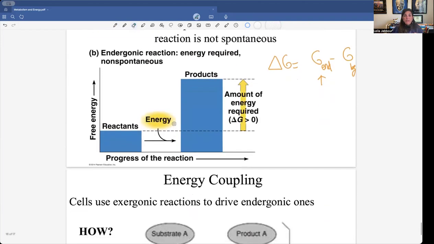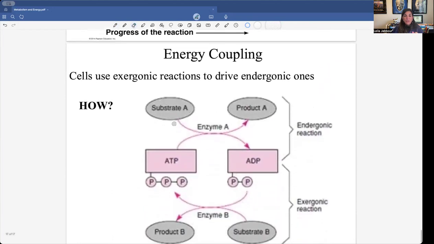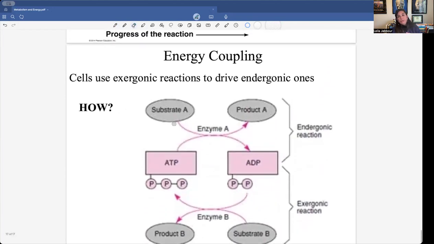So that would be the case for endergonic reactions. In our cells, we have both constantly. We use exergonic reactions to drive endergonic reactions. And this is just how it works. We have substrates that need to become products, and we have enzymes that help us take one to the other. But sometimes we need a little push with some energy, and sometimes we don't.